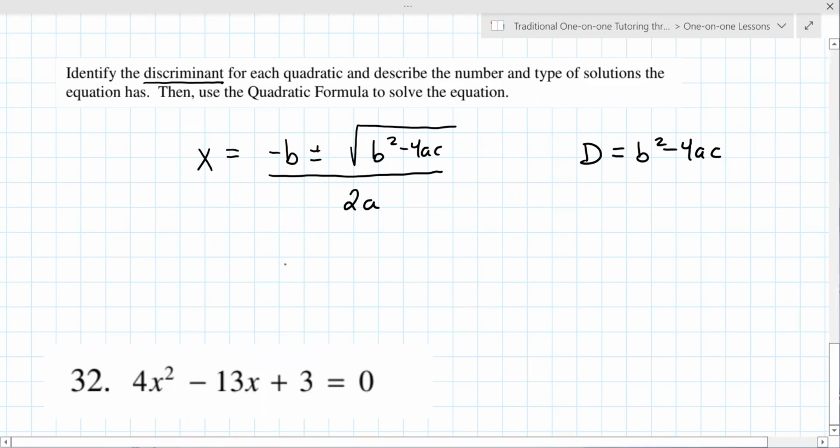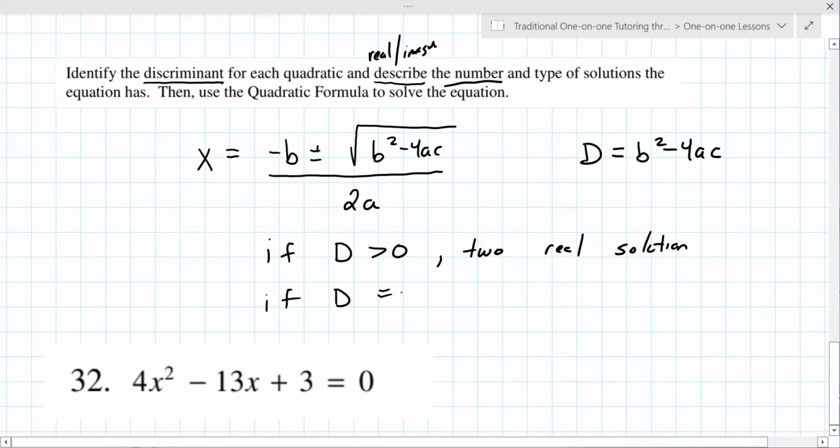So there are three cases. If d is greater than 0, there are two real solutions. See where it says the word describe? That's real or complex or imaginary, depending on your instructor. The number, that's where you have to say 2. So your instructor expects to see both the number and then a real or imaginary solution. So if d is equal to 0, there is one real solution.